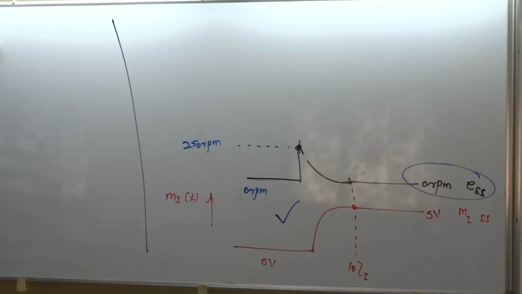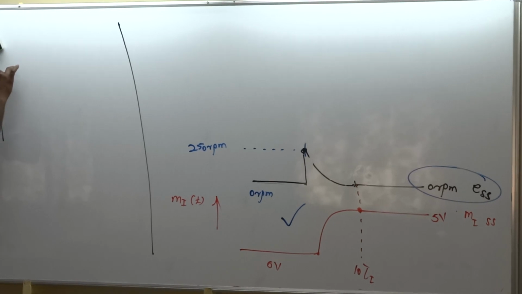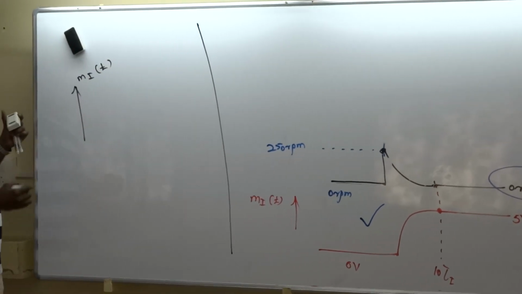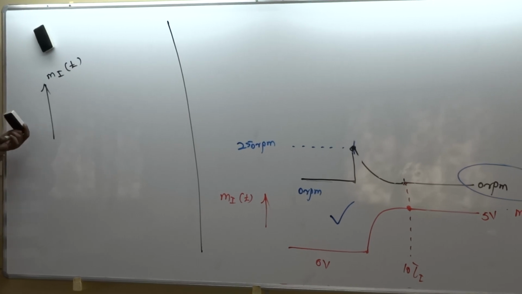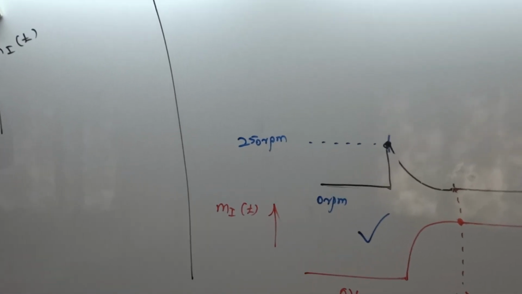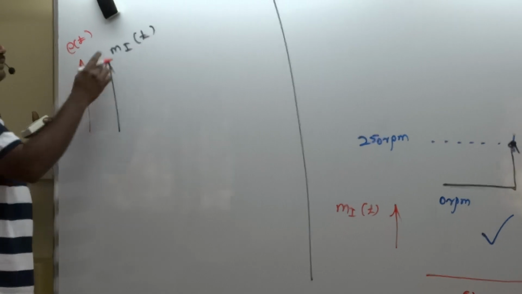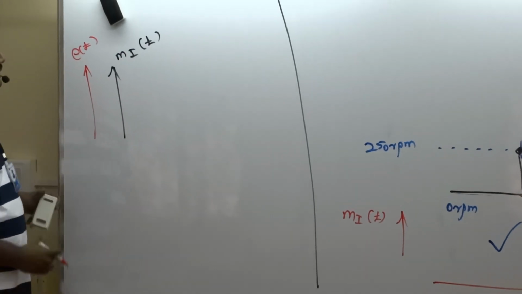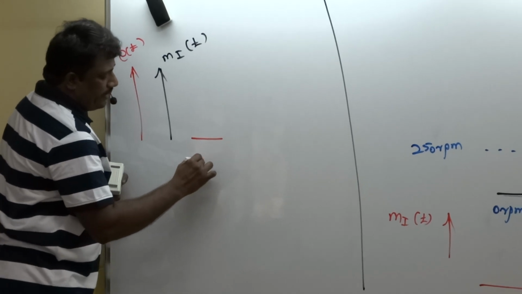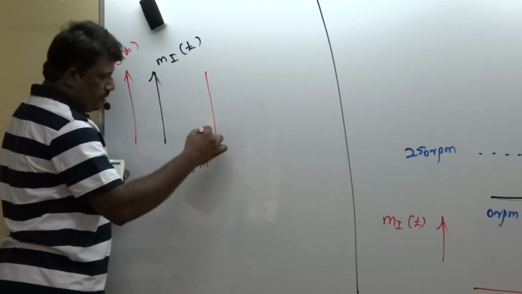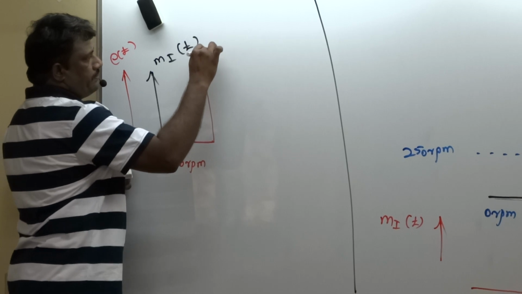Listen to this. I'm going to plot only two signals. One is Mi of t, integral contribution. Another one is your error signal e of t, in RPM, and Mi of t in volts. e of t, initially beginning with what? 0 RPM and jumping to what? 250 RPM.